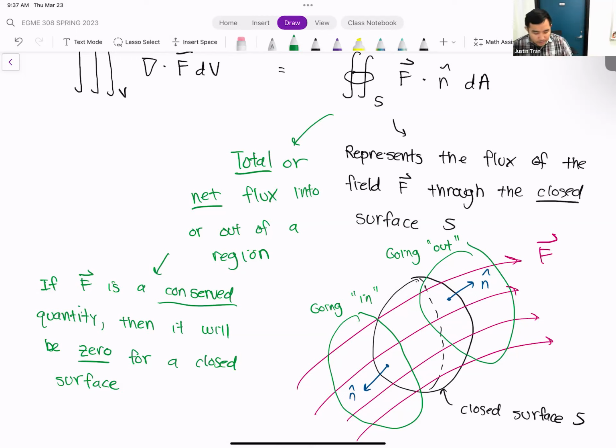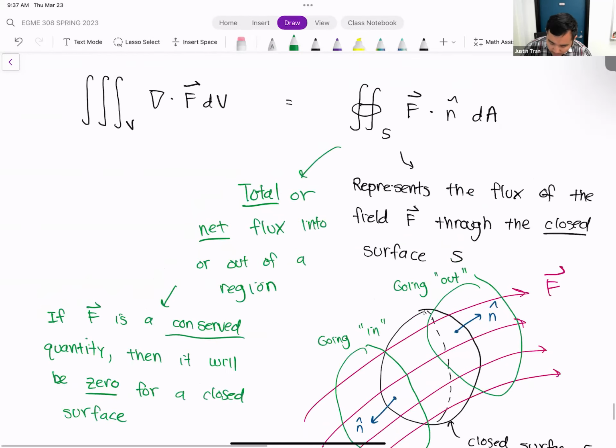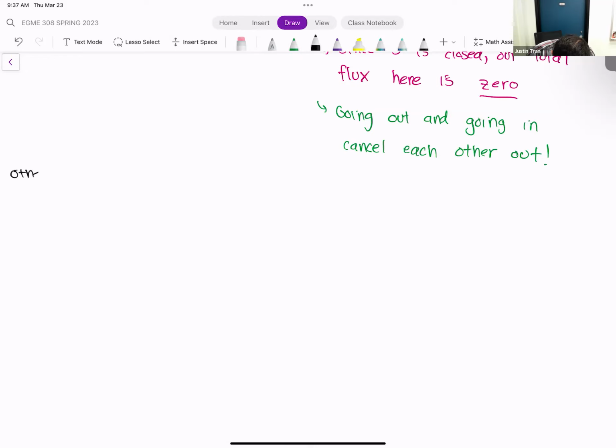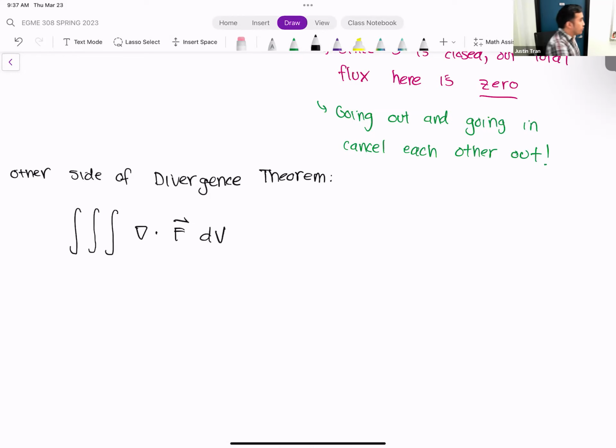Okay, all right, so that's one side of the divergence theorem. I think it's the more interesting side. Let's look at the other side. I'm going to draw it down here. The other side of the divergence theorem is our triple integral. It's the triple integral of the divergence of F. Okay. The way to interpret this side is that it represents basically a density. It represents the density of the quantity F in a fixed region of space.